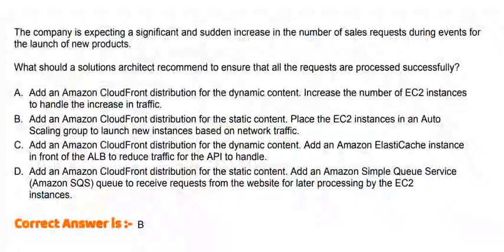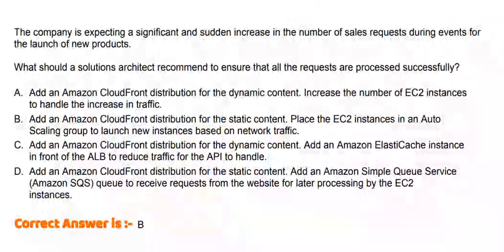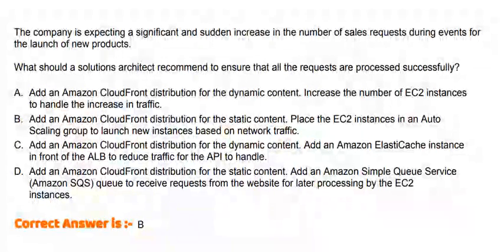Option A. Add an Amazon CloudFront distribution for the dynamic content. Increase the number of EC2 instances to handle the increase in traffic. Option B. Add an Amazon CloudFront distribution for the static content. Place the EC2 instances in an Auto Scaling group to launch new instances based on network traffic. Option C. Add an Amazon CloudFront distribution for the dynamic content. Add an Amazon ElastiCache instance in front of the ALB to reduce traffic for the API to handle.